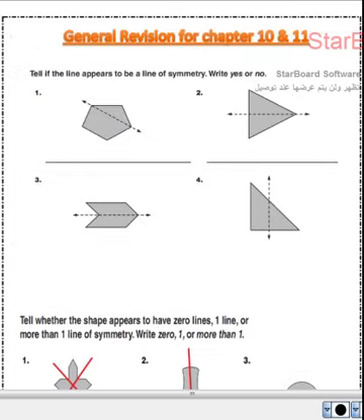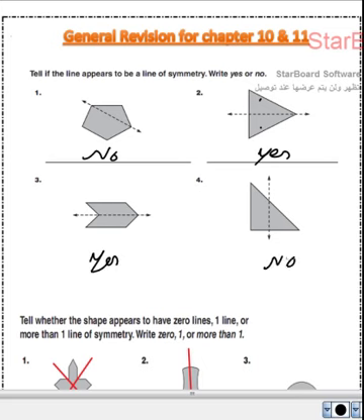On this page, the first question says, tell if the line appears to be a line of symmetry, yes or no. Is this line a line of symmetry? Does this line cut the shape into two equal parts that match exactly? Of course, no. This line, yes, teacher. I can see two equal parts match exactly. And here, yes. And here, no.